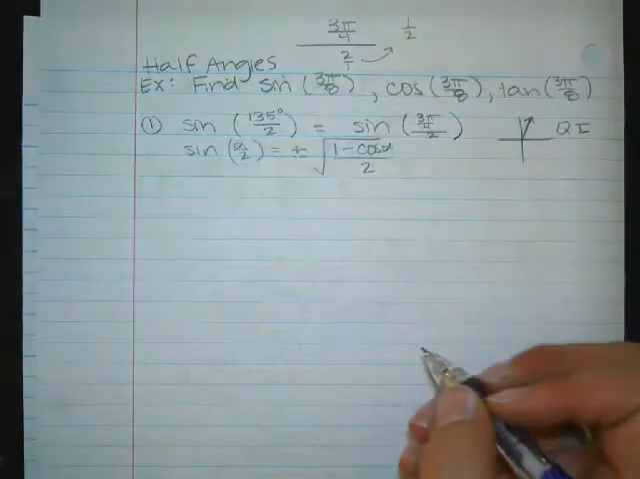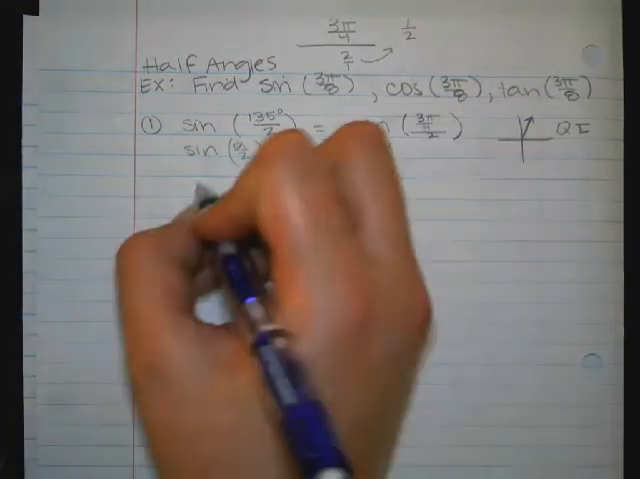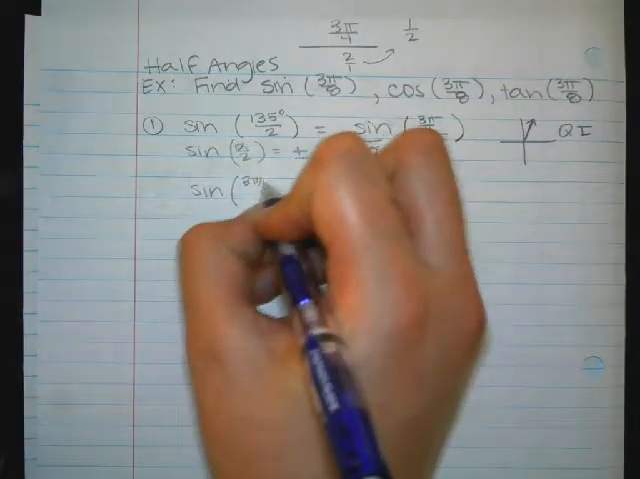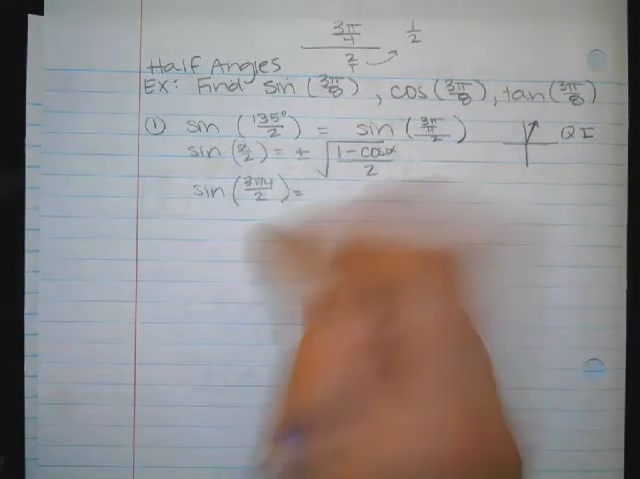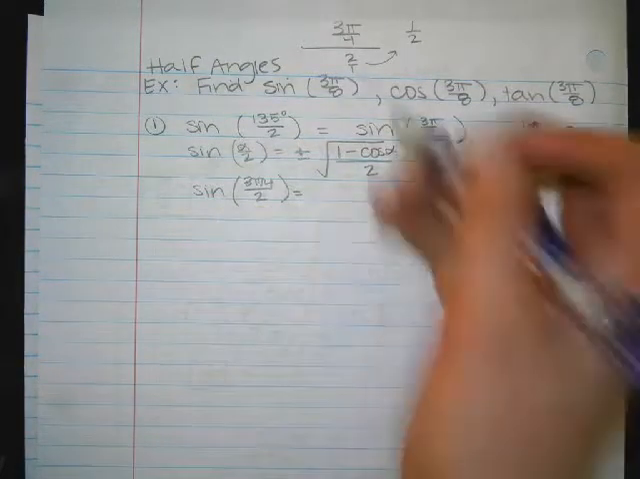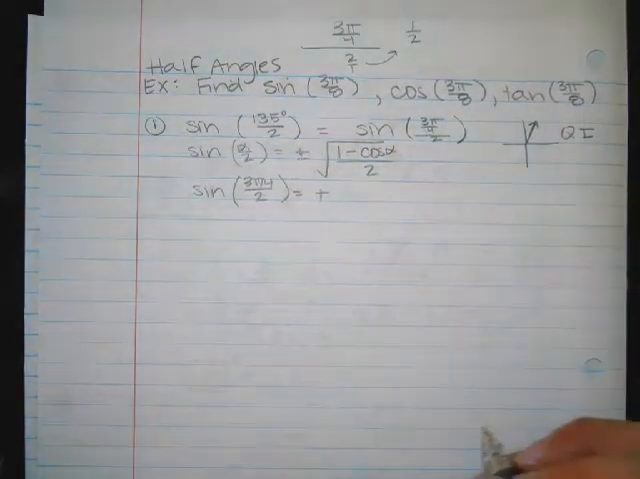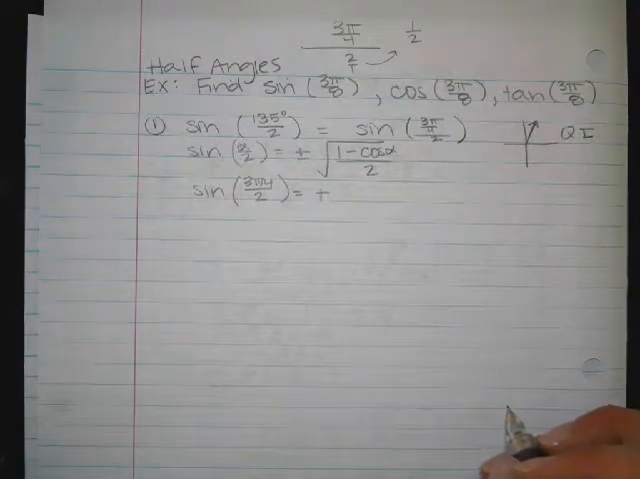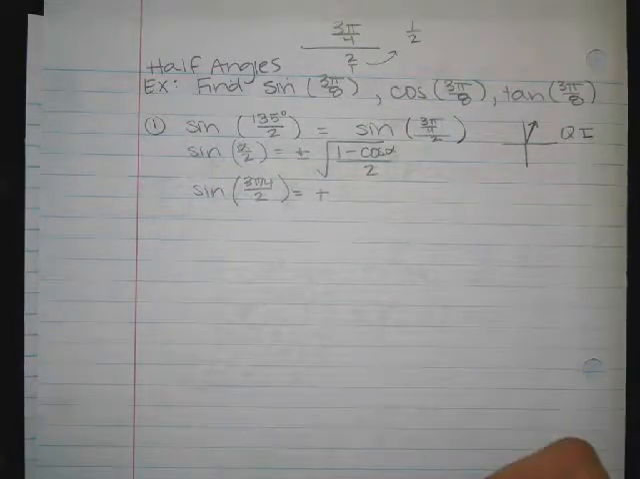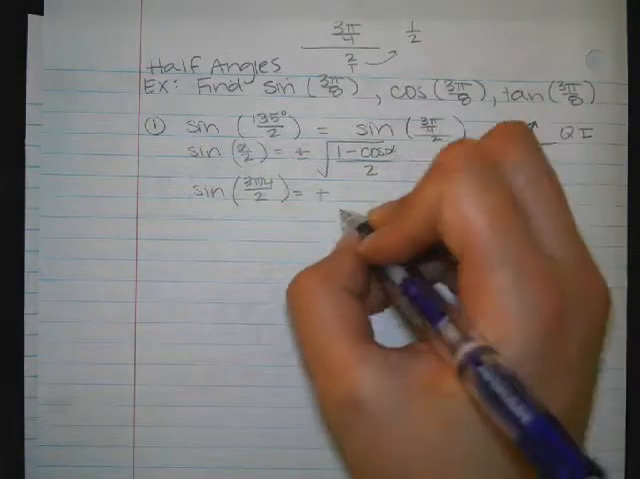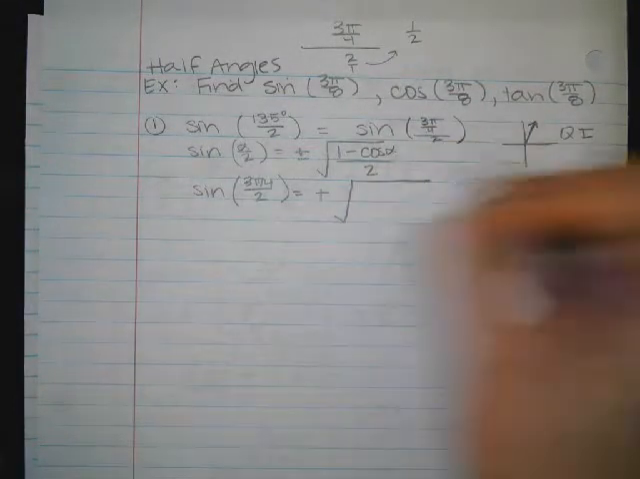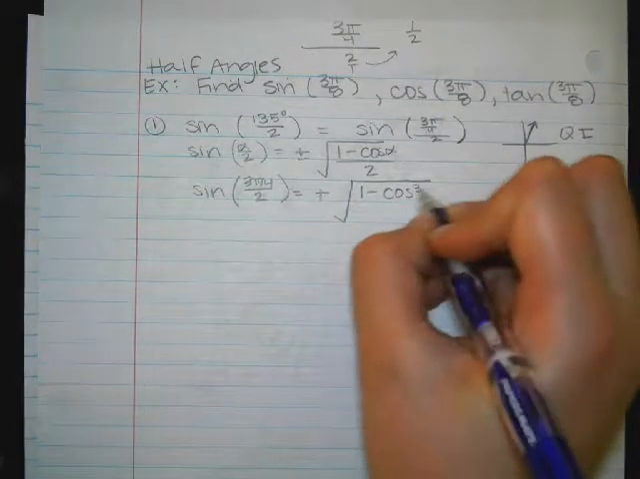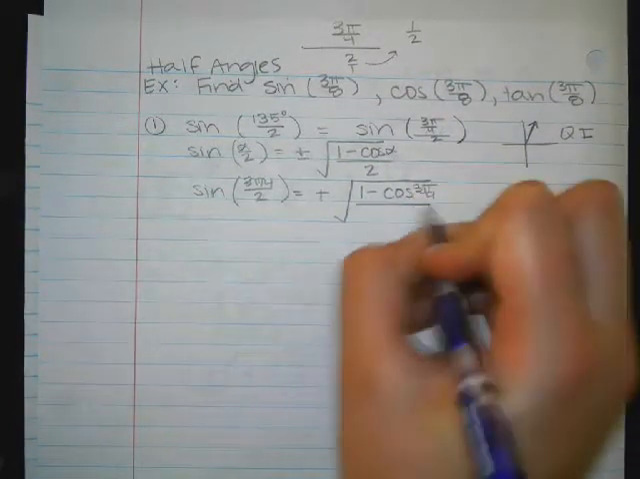Okay, so I'm going to start working out the problem using the correct notation. So I have sine of 3 pi 4ths divided by 2. I'm doing the positive version of plus minus because this is a first quadrant angle. 67.5 degrees shows up in the first quadrant. So that means we're going to have a positive answer. Underneath the square root sign, I have 1 minus cos of 3 pi 4ths divided by 2.